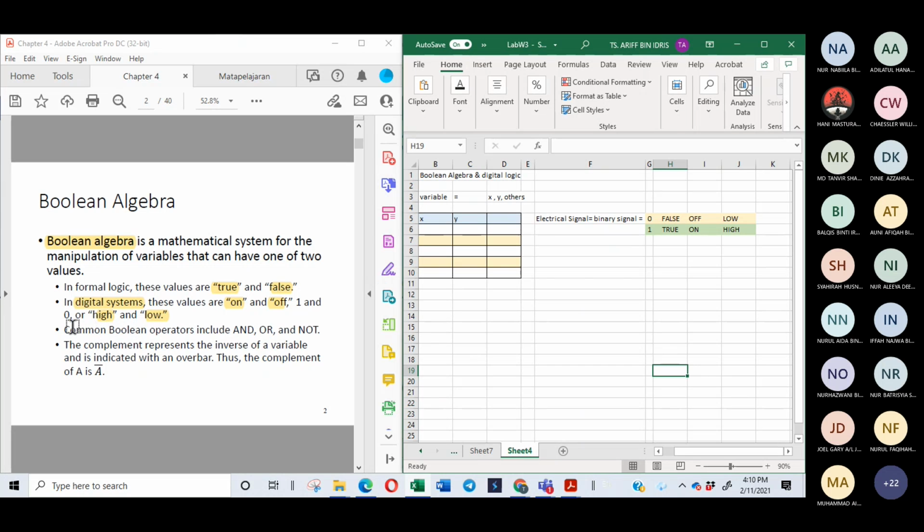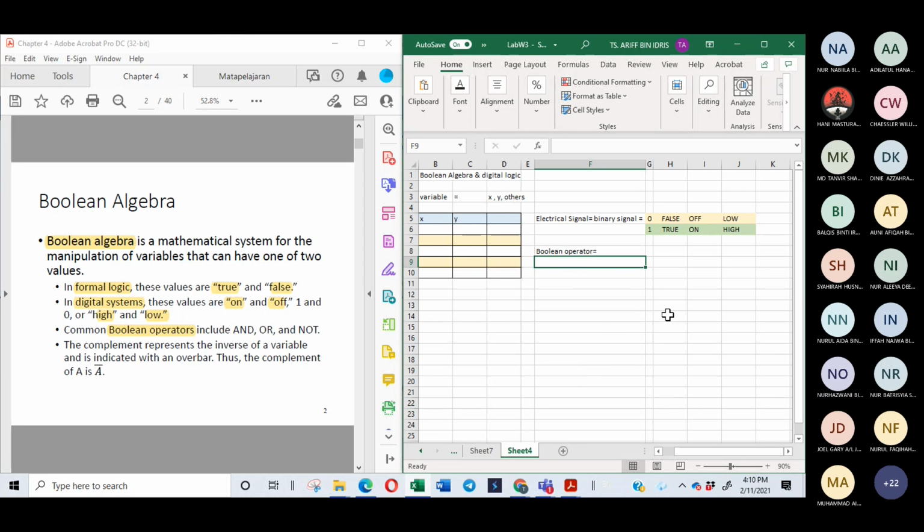Common Boolean operators. Now we have operators. Just now we covered the digital system and the formal logic, and then we learned about Boolean algebra. So now we will explore the operators. Do you have any idea of examples of Boolean operators that we have, class?